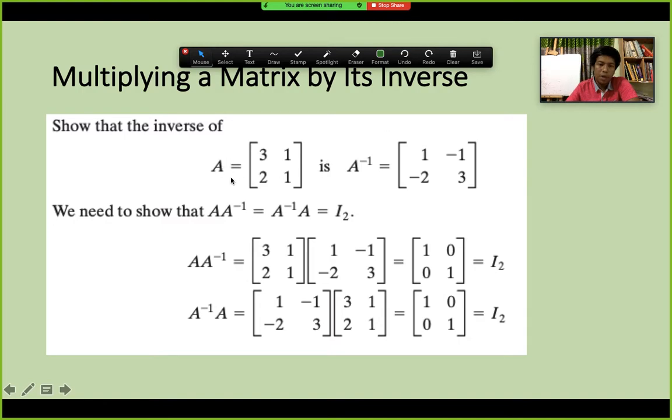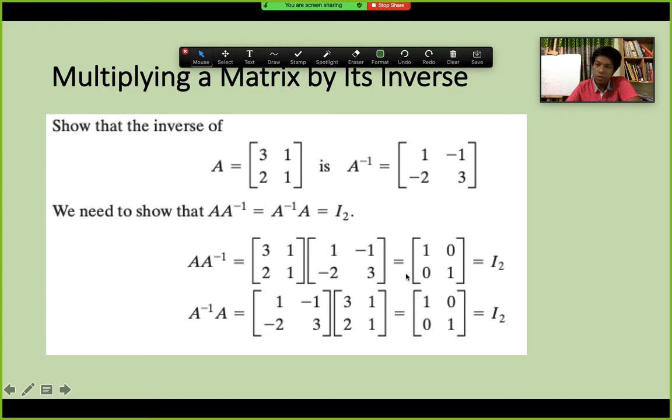So how can you show that this matrix and this matrix are inverse of each other? You multiply them. After your multiplication, the answer will come. We need to show that A times A inverse and A inverse times A equals I2. I2 means the 2 by 2 identity matrix. If you multiply them, the answer will come the identity matrix. In both orders we have to multiply, then the answer will come identity matrix. This is how we can show that.